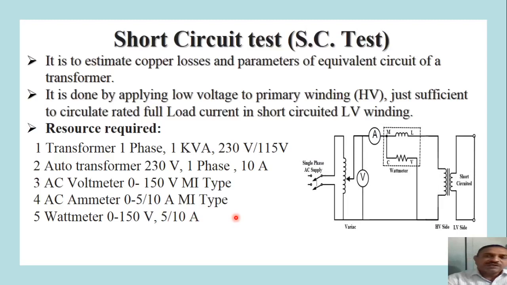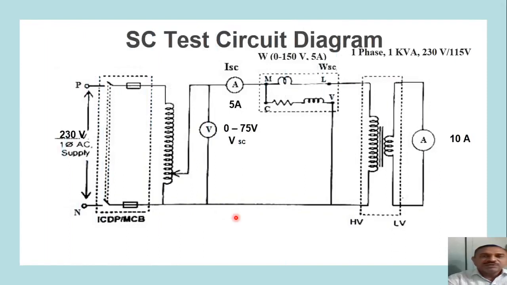In this particular test, if we want to find first the ranges of the various meters, then we have to calculate the current on HV and LV side. If you take the example of a single phase 1 kVA 230 volt 115 volt transformer, then the HV side current will be approximately 4.6 ampere. We can calculate the current from this kVA capacity.